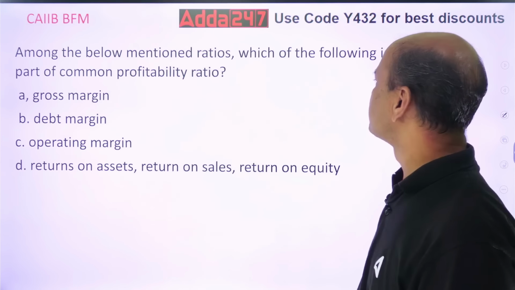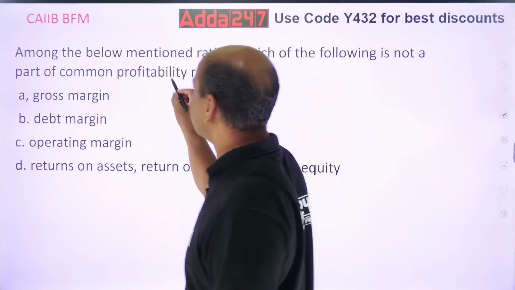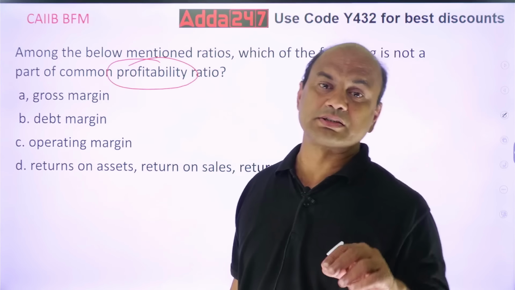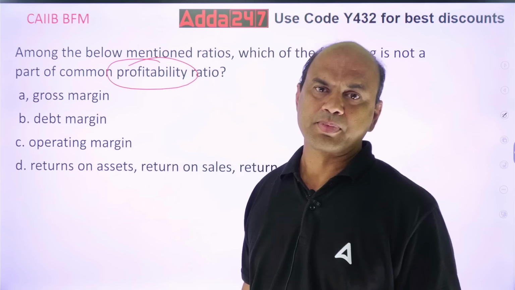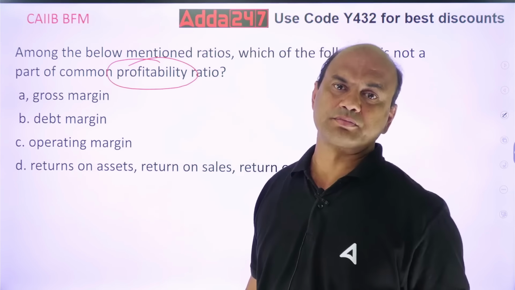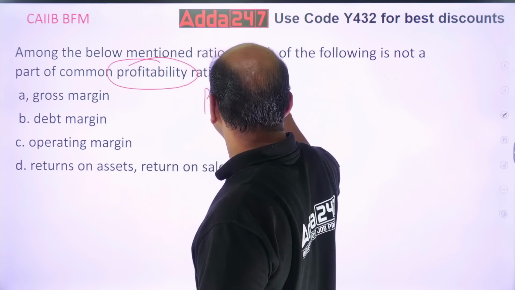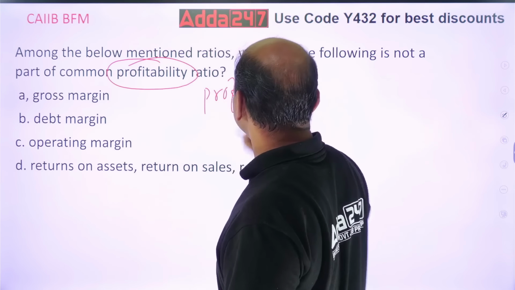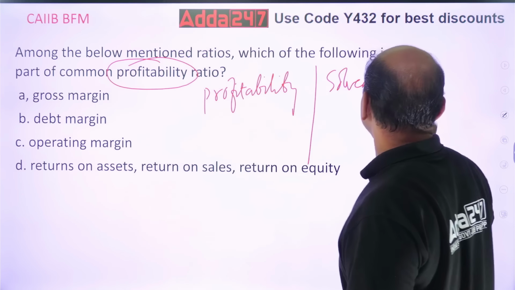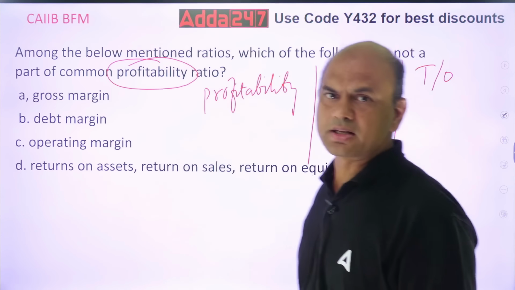Among the below mentioned ratios, which of the following is not a part of common profitability ratios? So which of them is not part of the profitability ratio? For that you need to first understand the types of ratios. Ratios are of three types mainly: profitability, solvency, and turnover. Write it down. These are the three main types of ratios in ratio analysis.